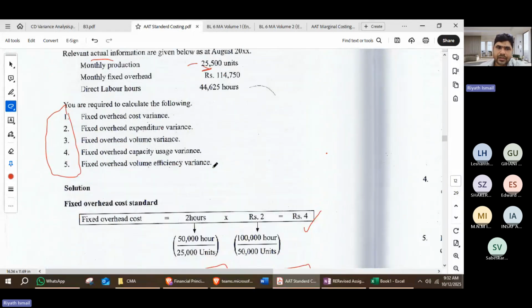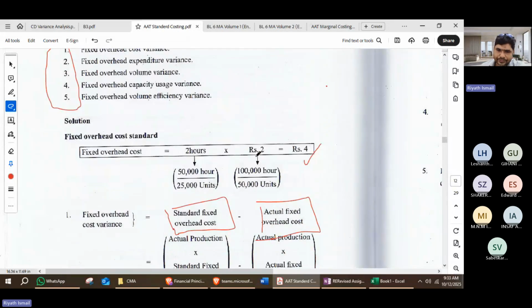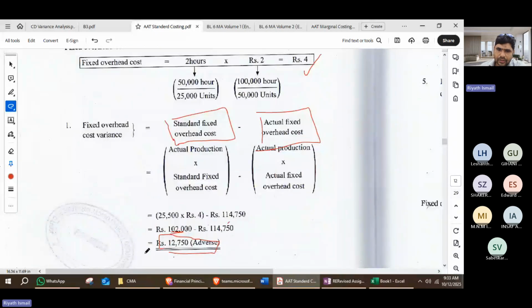We see here fixed overhead cost variance is the difference between standard fixed overhead minus actual fixed overhead. Standard fixed overhead is given, this is 102, and actual fixed overhead 114. So the difference, the firm spent more than the budget, than the standard. So it's adverse.